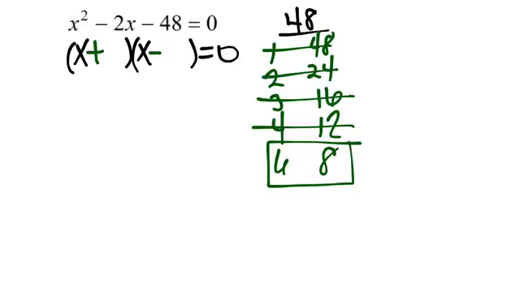so it has to be 6 and 8. I go back to my middle term, and it says it's a negative, which means I need to have more negatives than I do positive. 8 is bigger than 6, so 8 needs to be our negative, 6 needs to be our positive. Then we come down and we set it equal to 0.